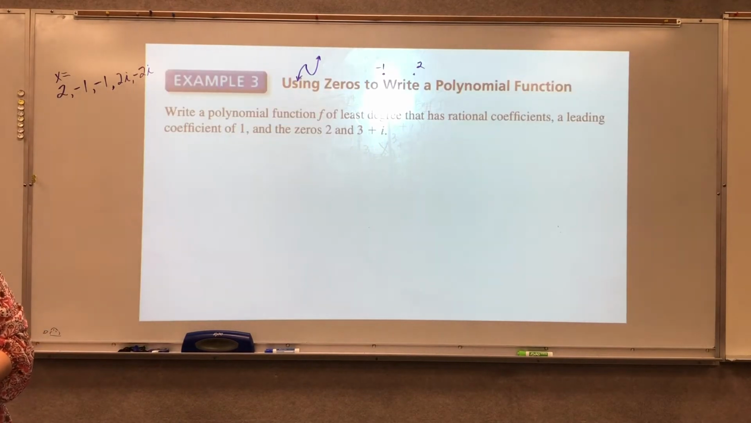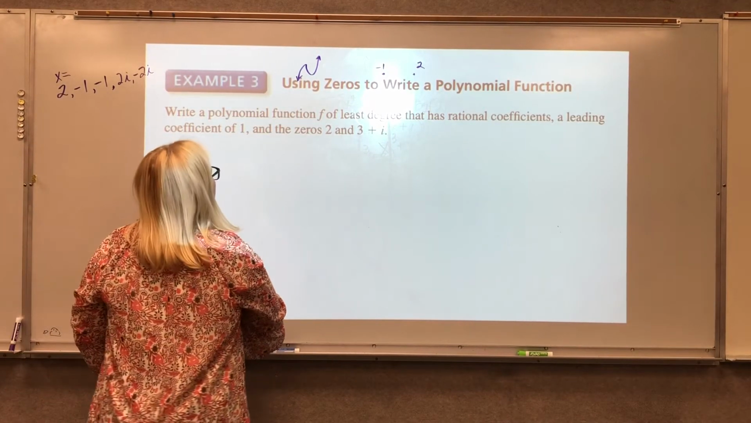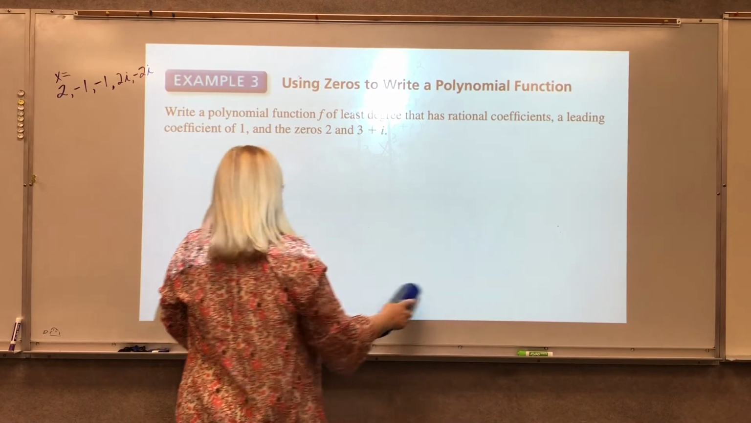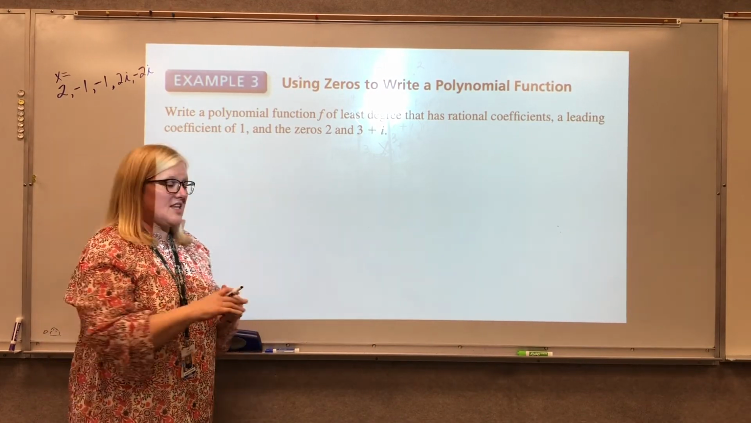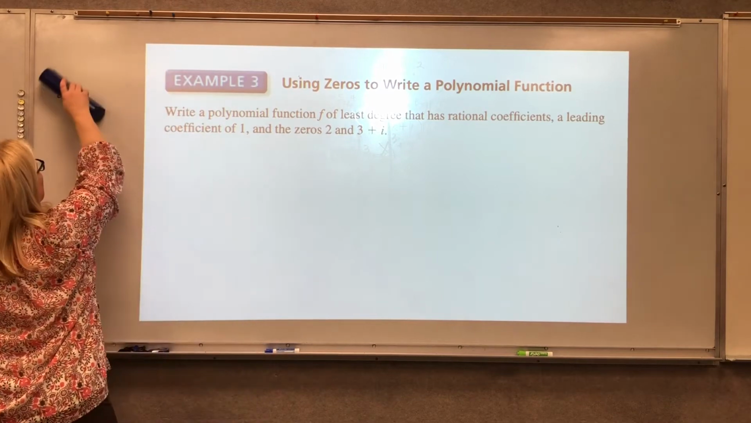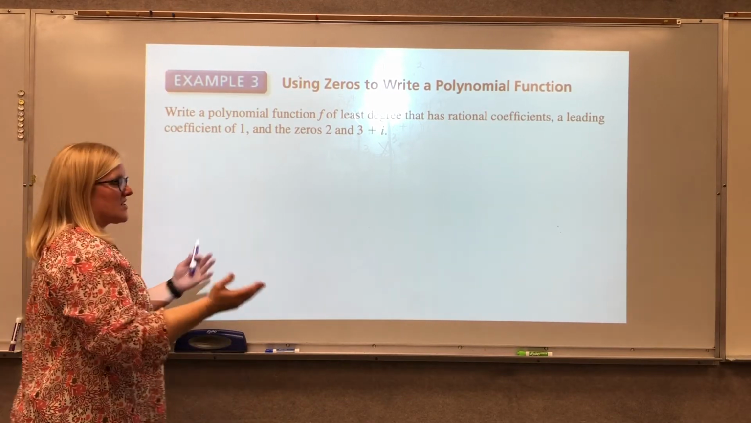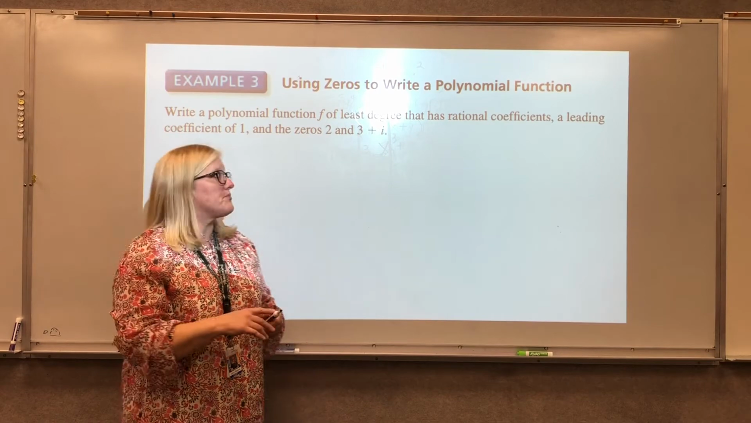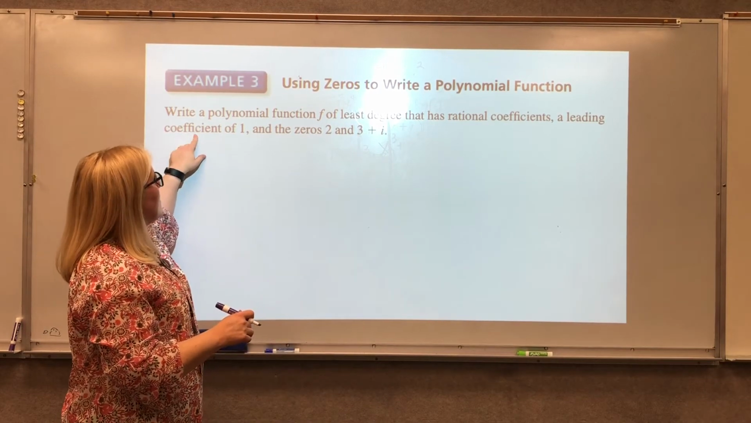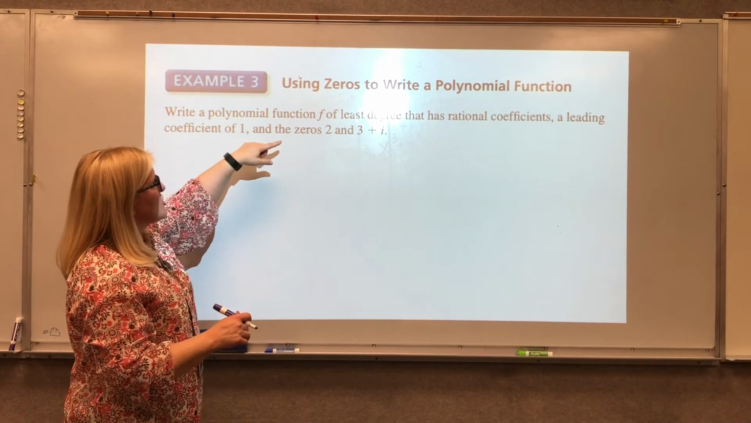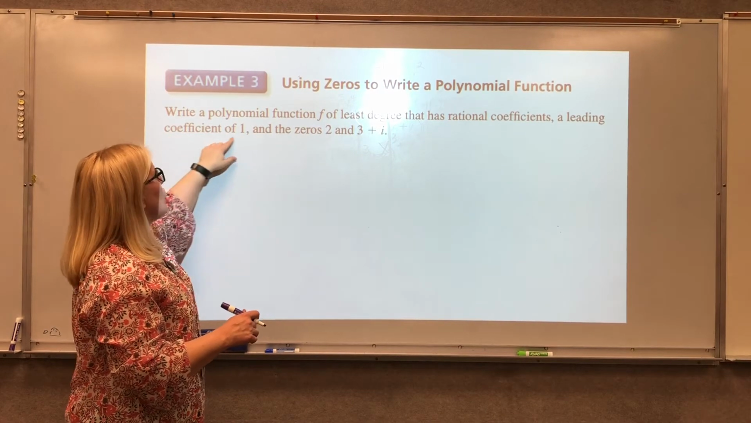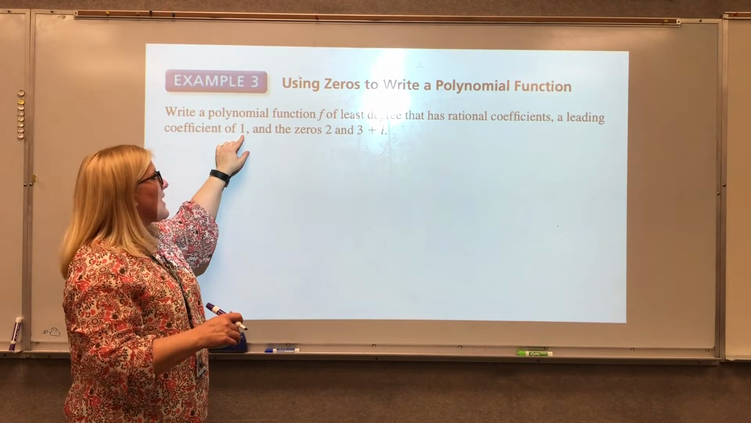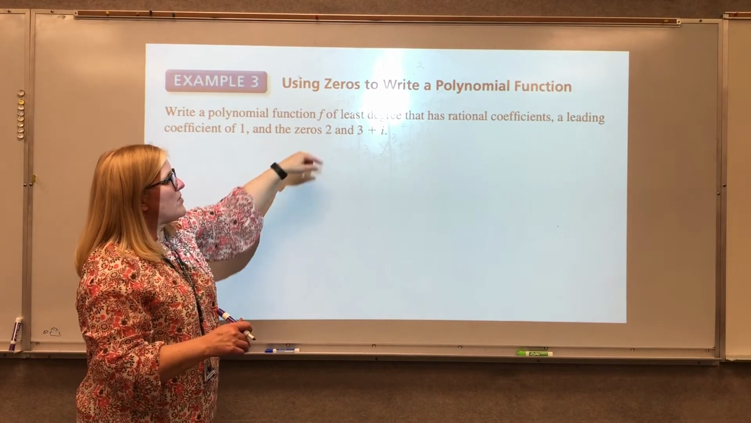Okay, my last example. This is very, very similar to what I did in the last lesson. This is where we work backwards. They give us the roots, and we have to come up with the polynomial. So, write a polynomial function f of least degree that has rational coefficients, a leading coefficient of 1, and the zeros 2 and 3 plus i.